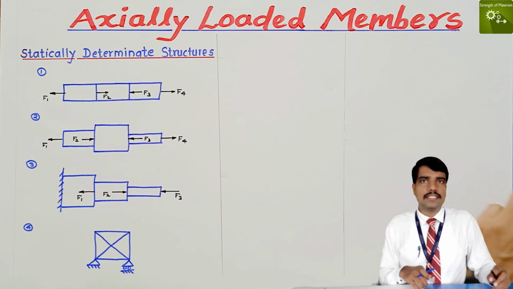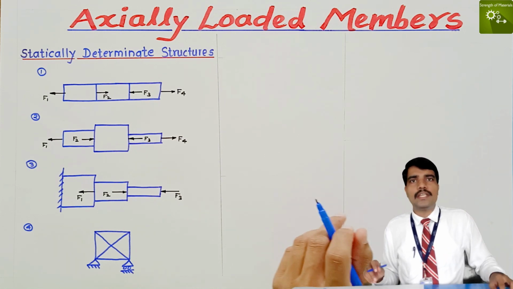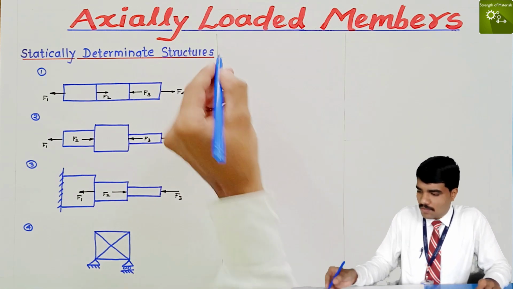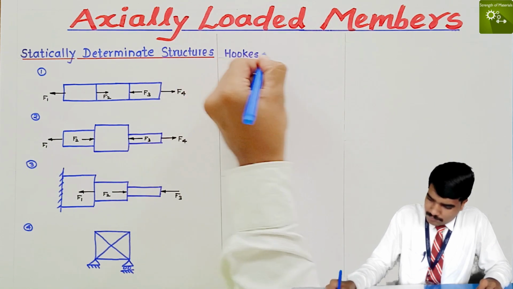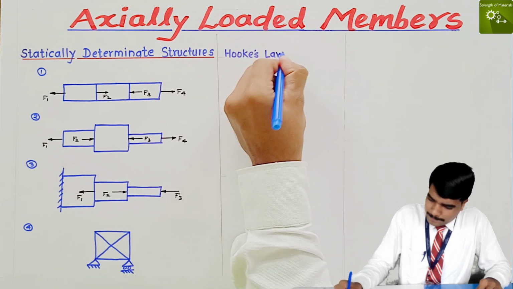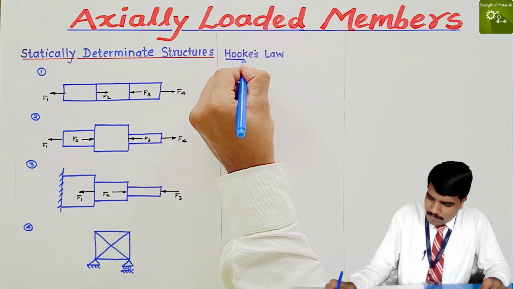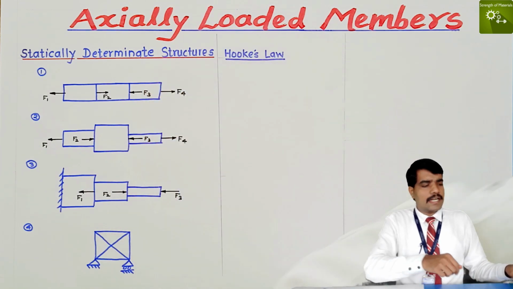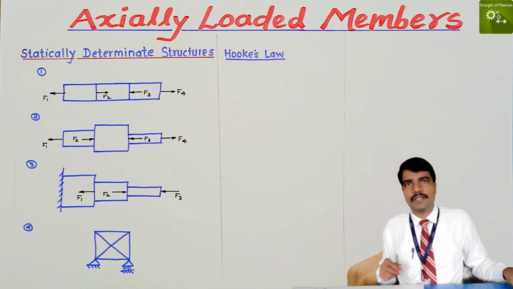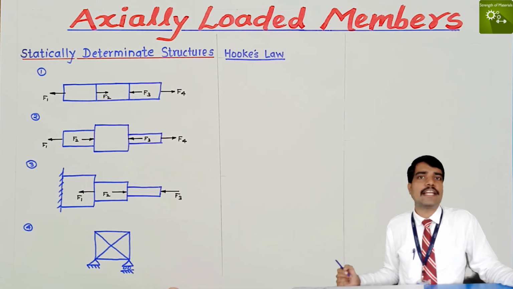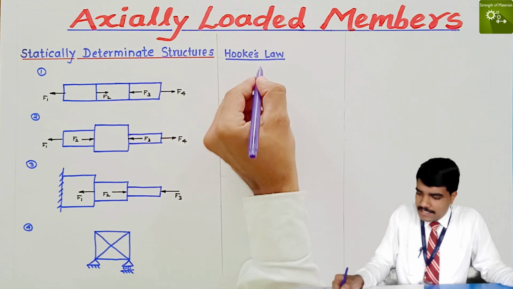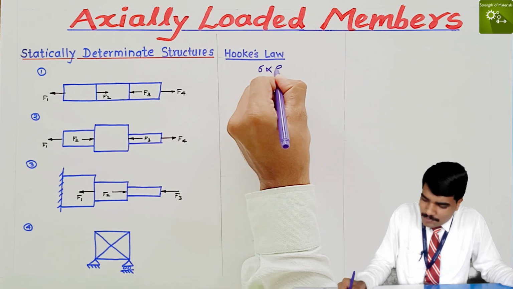Before studying the principle of superposition, we see Hooke's law. If we conduct a tensile test on a universal testing machine for a ductile material, then up to the proportional limit, stress is directly proportional to strain. The statement of Hooke's law is: within the elastic limit, stress is directly proportional to strain.